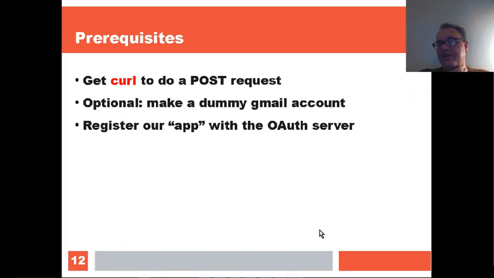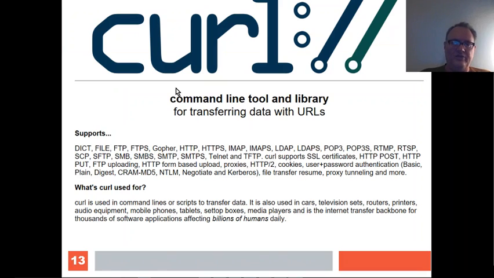So before we can start and go through our example, we do have some prerequisites. I mentioned that we need to do POST requests. So curl, or cURL as it is sometimes called, is the program we're going to use to do that. It's a very well-known program. It claims to be the internet transfer backbone for thousands of software applications affecting billions of humans daily. So it's a very small, lightweight utility that can create POST requests among many other things.